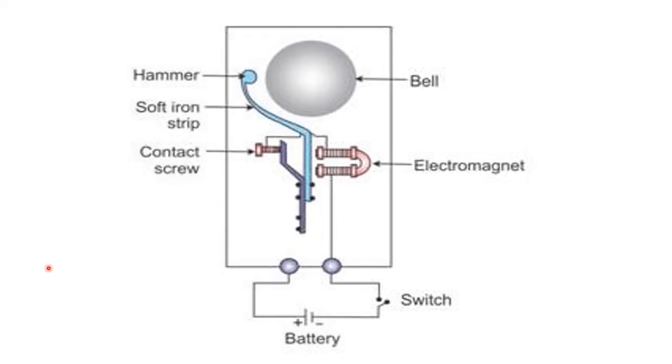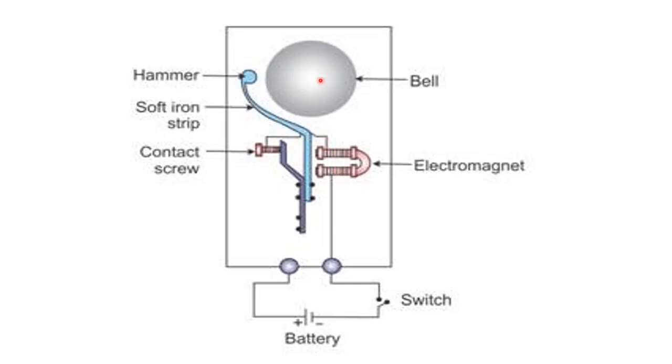Let's have a look at all the components we just discussed diagrammatically. If you look carefully, here is a battery. Along with it, we have a switch. This switch is basically the push button. Moving on, we have terminal 1 and terminal 2. If you see, terminal 1 is connected to a U-shaped electromagnet. Students, remember that this is a temporary magnet.